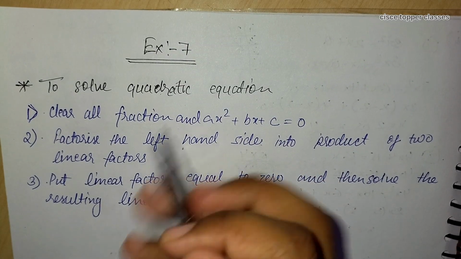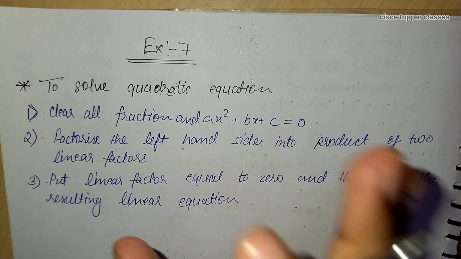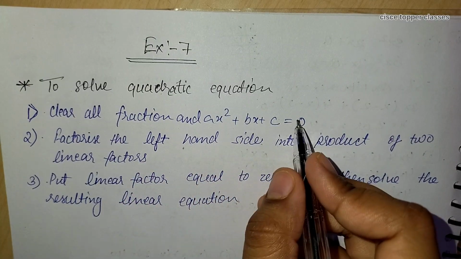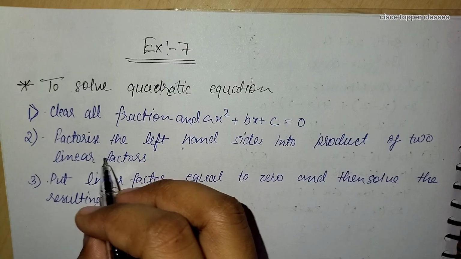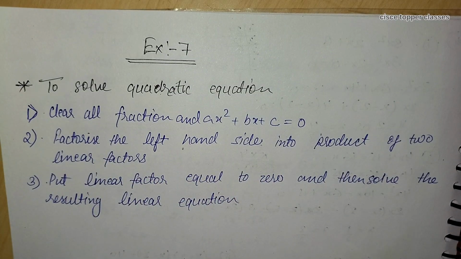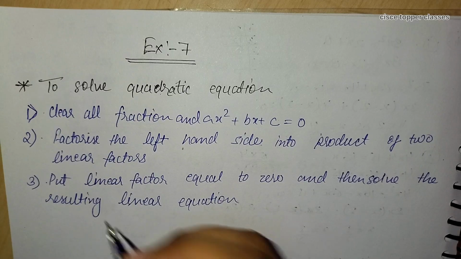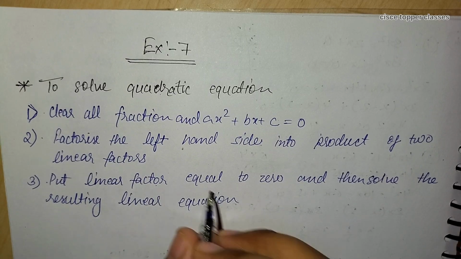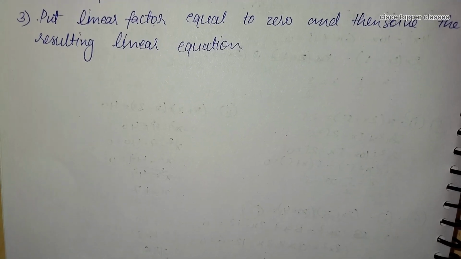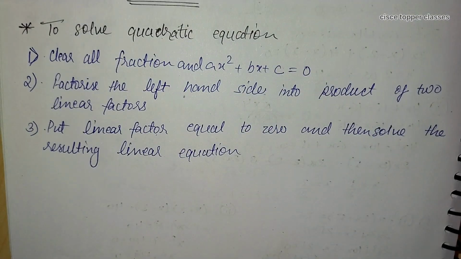Firstly, to solve a quadratic equation, we have to clear the fractions from the equation and form it in the form of ax square plus bx plus c. Secondly, we have to factorize the left hand side into a product of two linear factors, then put each linear factor equal to 0 and solve the resulting linear equations. So this is the process to solve a quadratic equation.